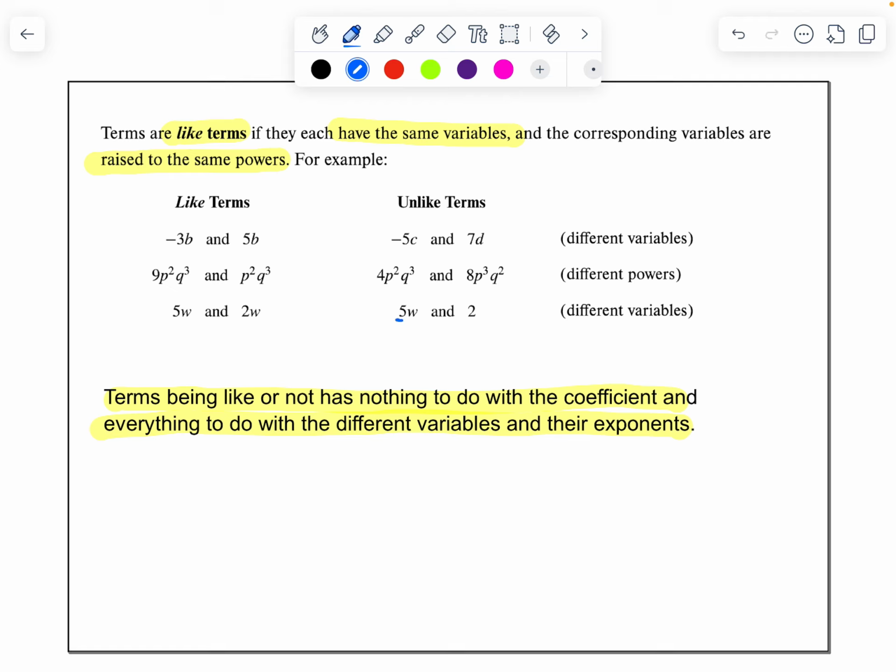Notice that this does not have to do with the number out front, right? These two are like terms, and it has nothing to do with the coefficient. We were talking about the coefficient on the last slide. What it has to do with only is the variable and its exponent. So because they both have a regular b, they're like terms. We can combine like terms. If we have like terms, we can combine those.